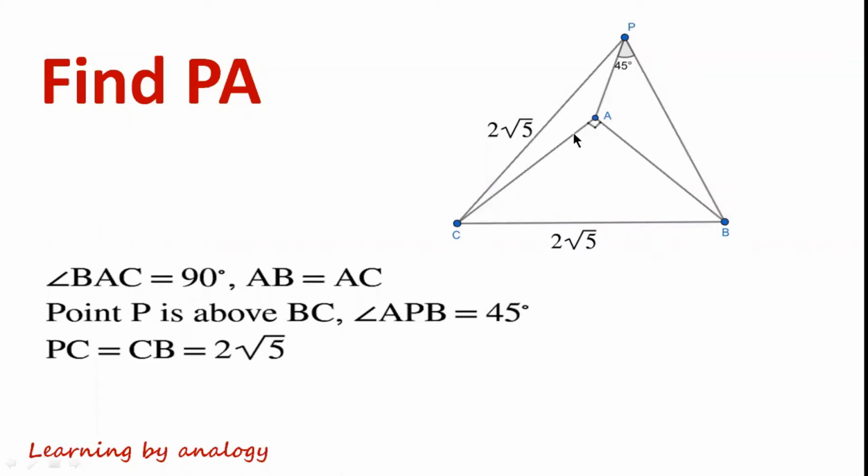Angle BAC equals 90 degrees. AB equals AC. Point P is above BC. Angle APB equals 45 degrees. PC equals CB equals 2√5. Find PA.